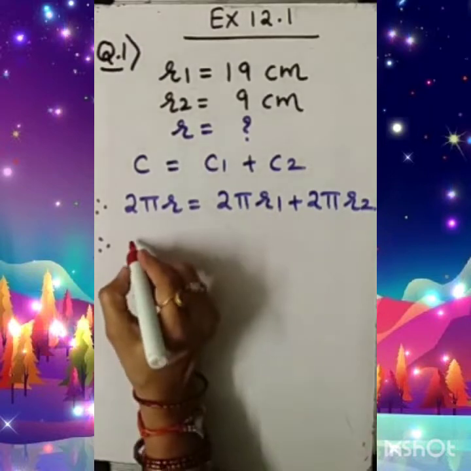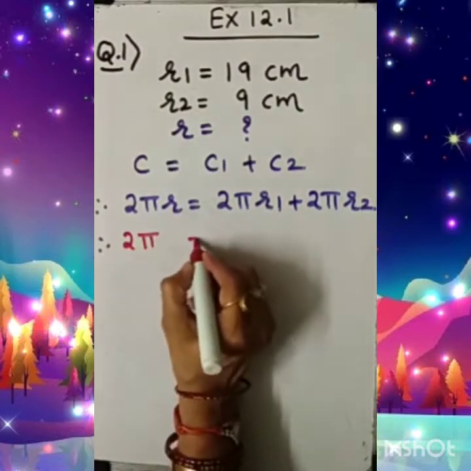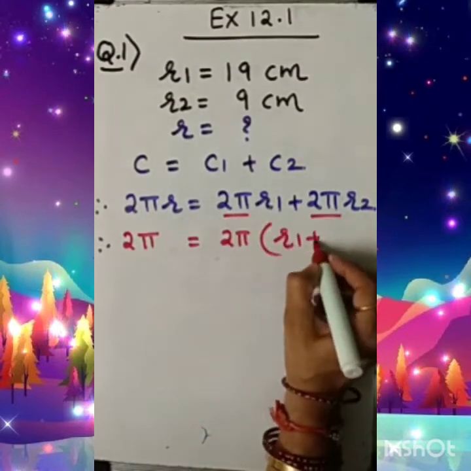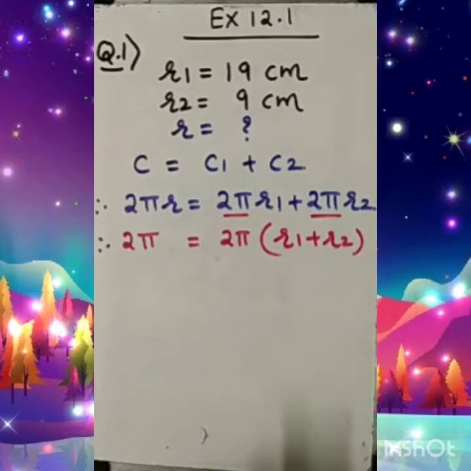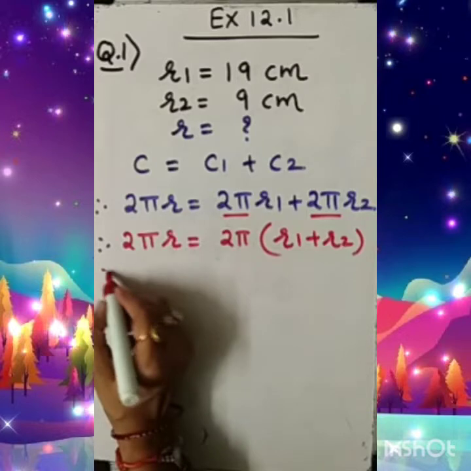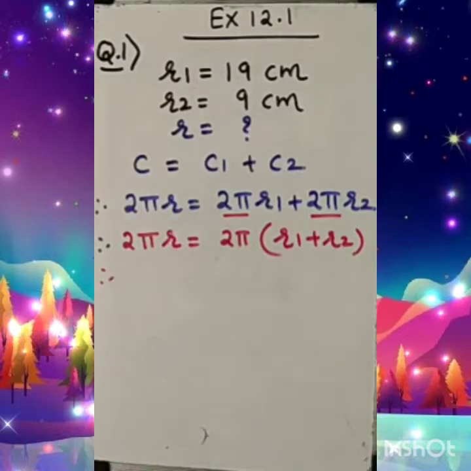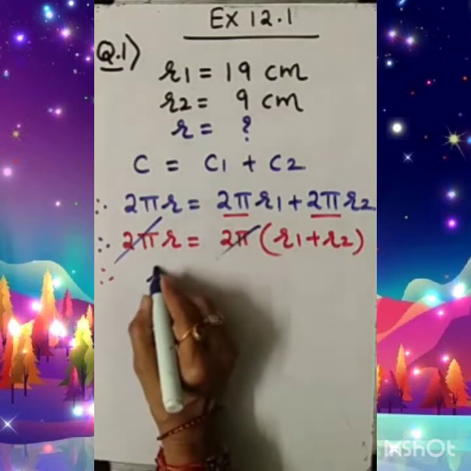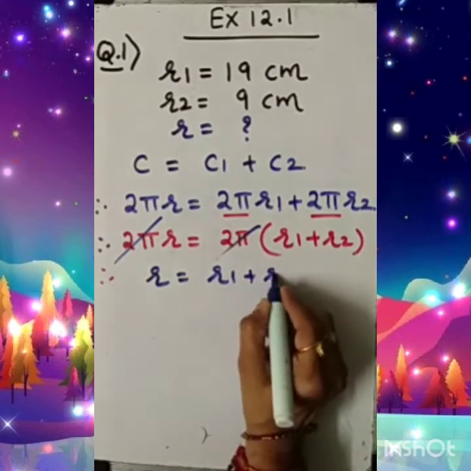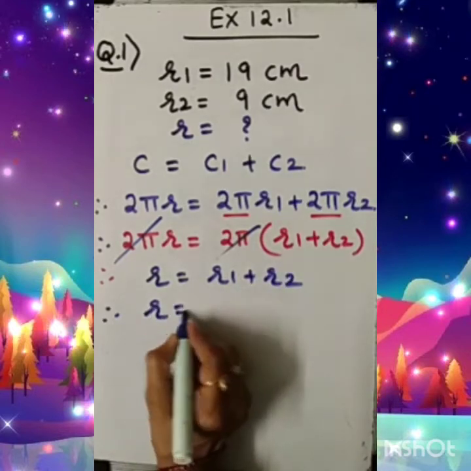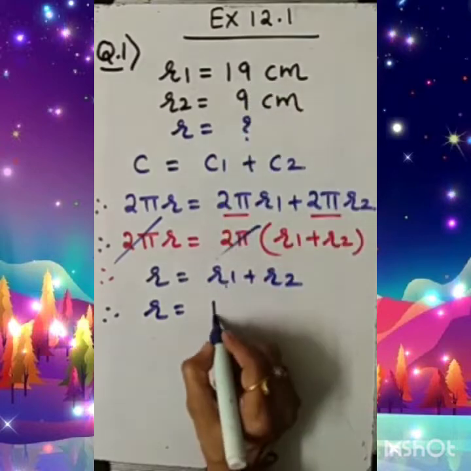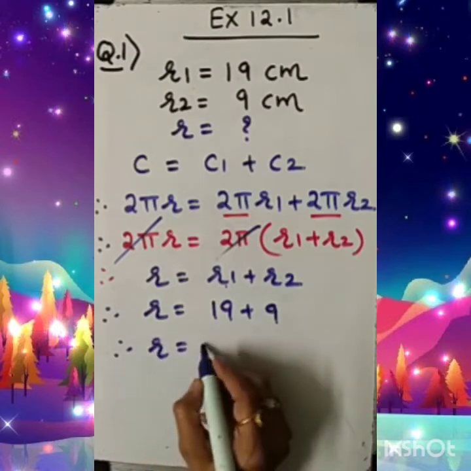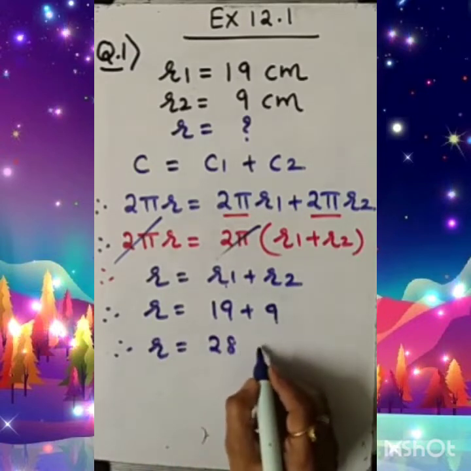Now what I am going to do, you can see here 2 pi is common. I am taking 2 pi common from these two, so inside r1 plus r2 will be left. This R is already here. Now on both sides 2 pi is common, so it will be cancelled. So r equal to r1 plus r2. Therefore r equal to, what is r1? 19. What is r2? 9. The sum of these two numbers, 28 centimeter.